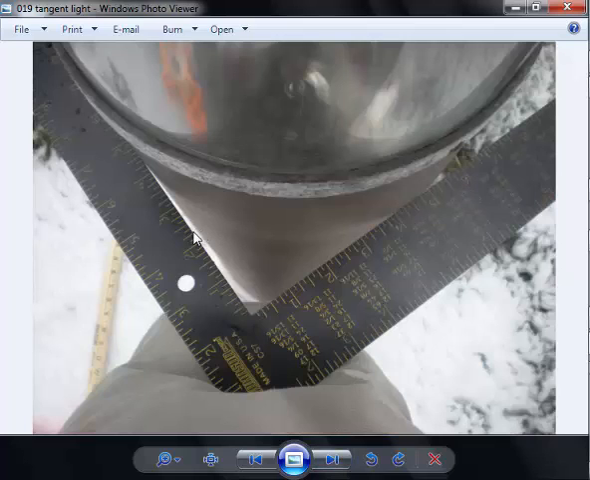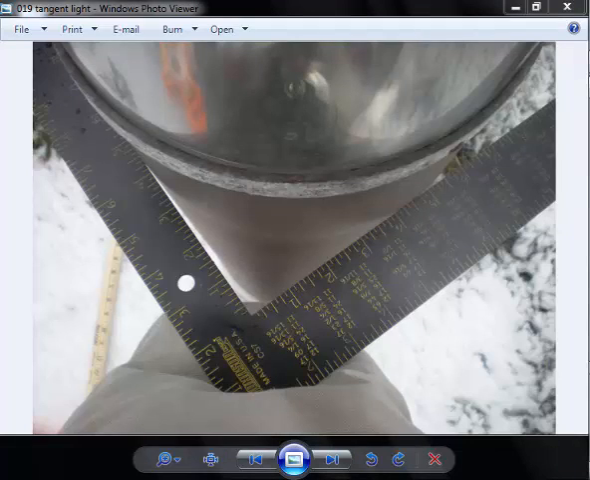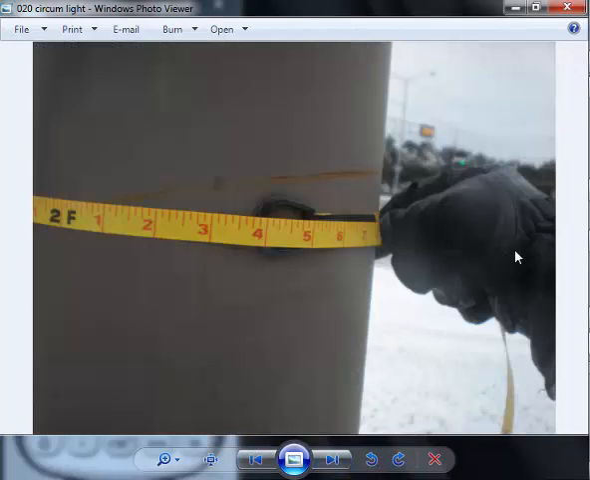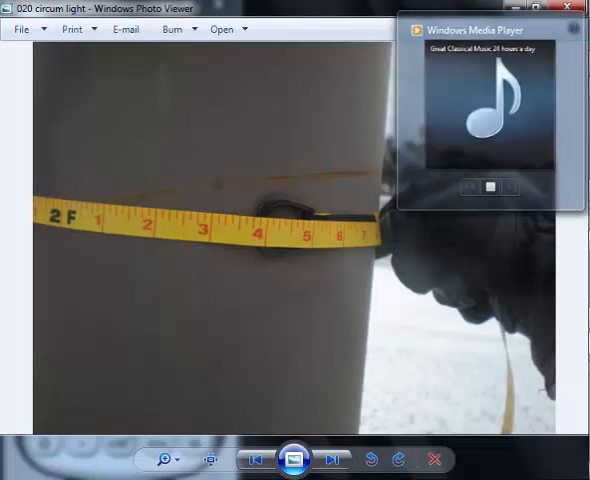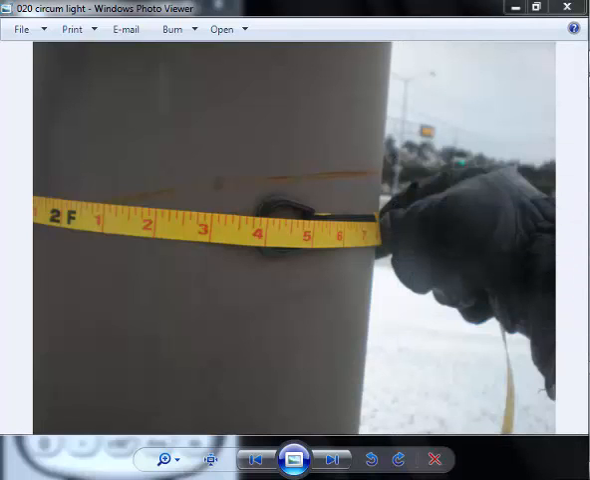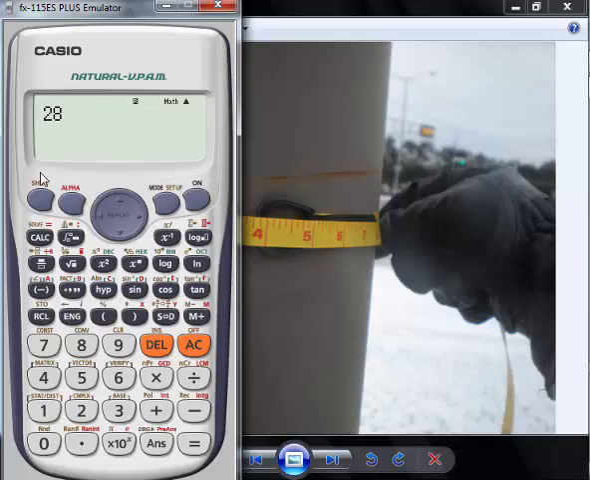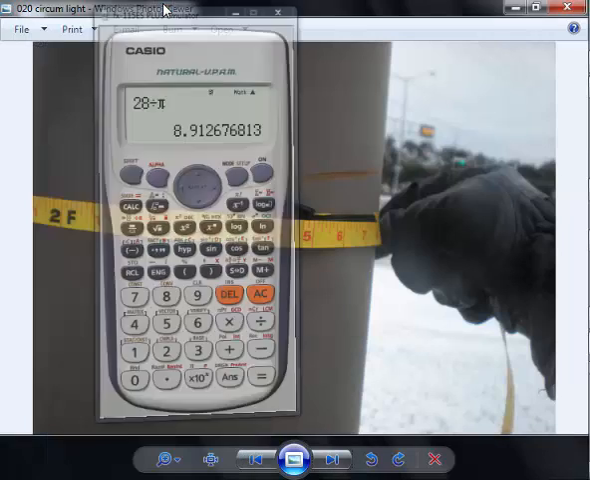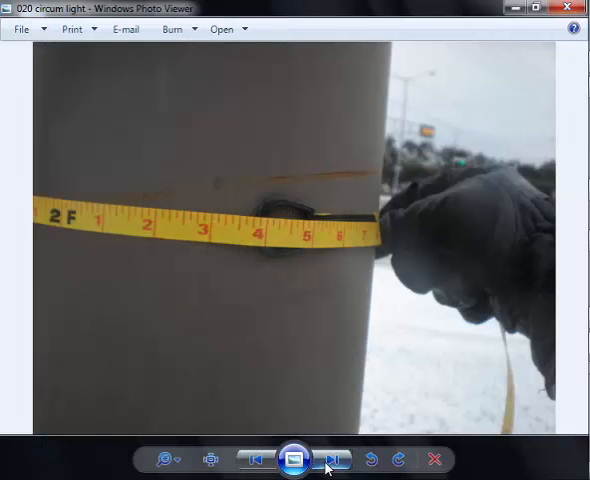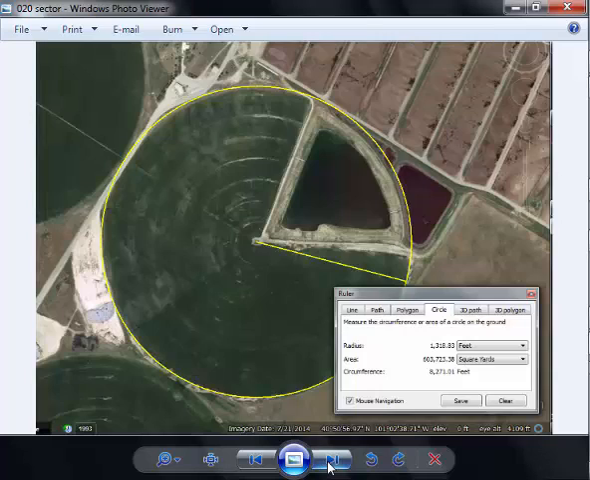This is one of those lights in front of the main campus, and it looks to be about 4 3/4 inches. So if we look at the circumference and we find it to be 28 inches, 28 divided by pi is 8.9, or about 9 inches, which would make it about 4.5 inches as the radius.